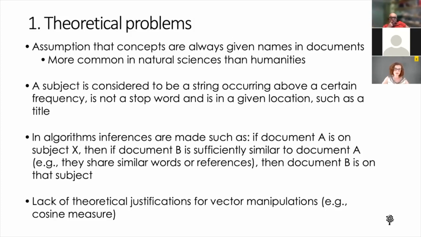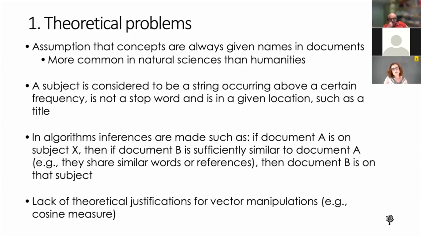Also, in algorithms, inferences are made such as: if document A is on a subject X, and document B is sufficiently similar to document A, for example, based on a comparison in machine learning, or if they share similar words or references identified in some other way, then document B is also on that subject.